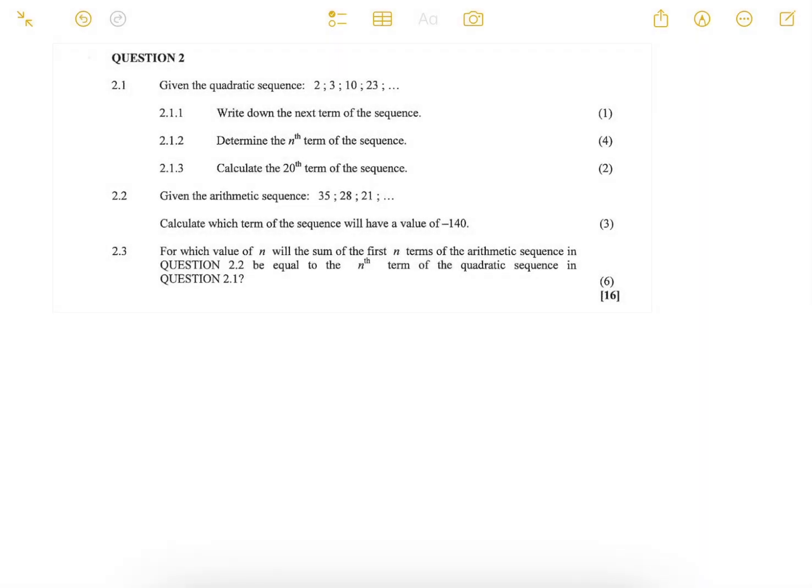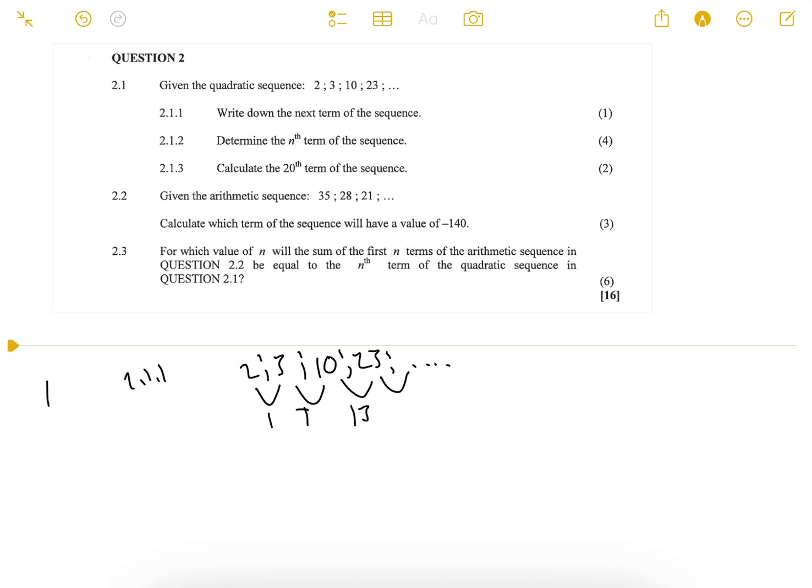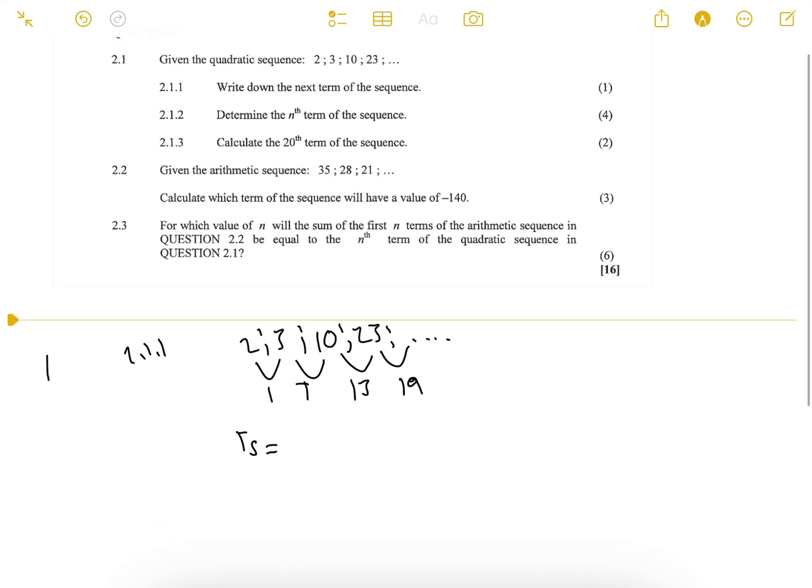In question 2, we're given a quadratic sequence and asked to write down the next term. For 2.1.1, we have 2, 3, 10, 23. The differences are 1, 7, 13, so the next difference will be 19, since we add 6 more each time. So T5 is equal to 23 plus 19, which is 42.